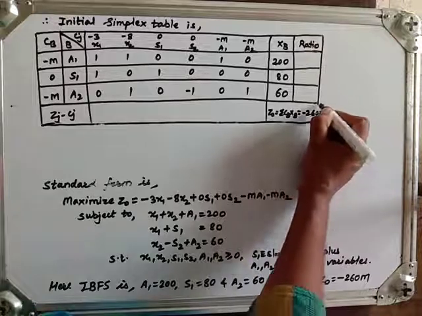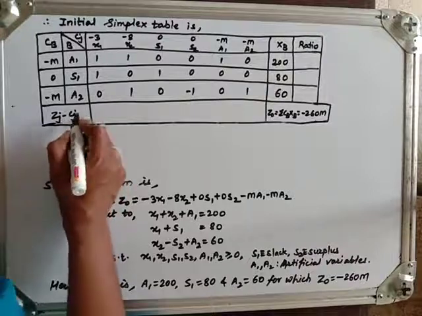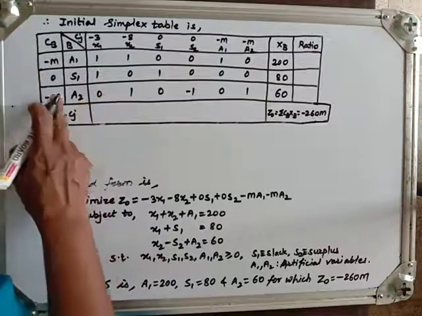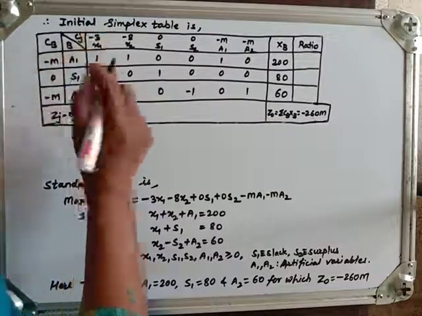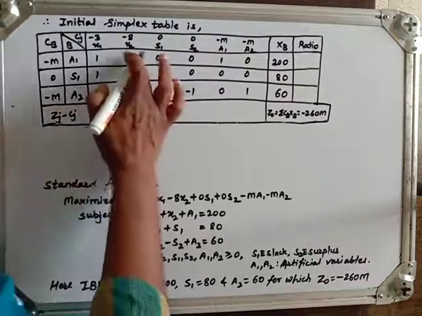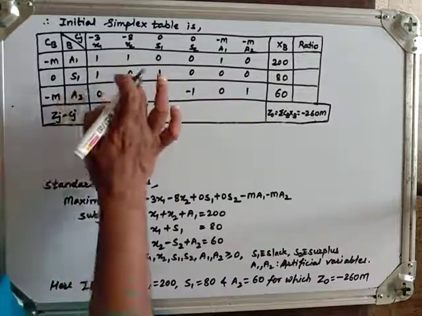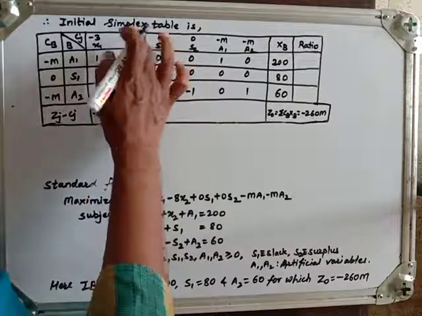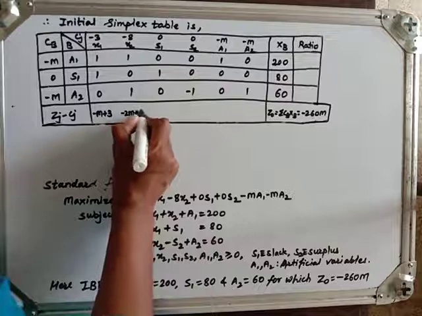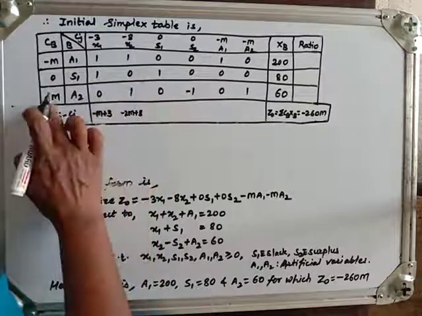-260 m is this. Okay. Now let us determine Zj minus Cj. What are they? Look at here, it is -m, 0 and this is 0. So -m minus -3 will become +3. So -m plus 3. Now this is -m, 0, again -m. So that will become -2m, minus +8. So -2m plus 8. Now this is 0, 0, 0, -0.